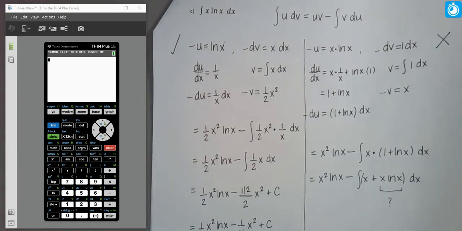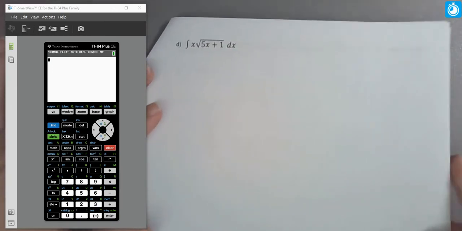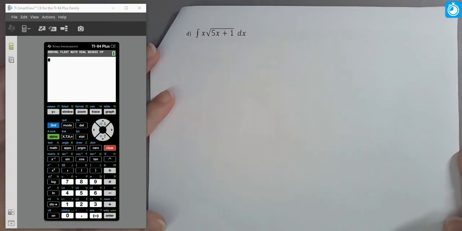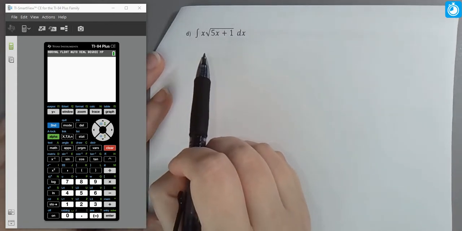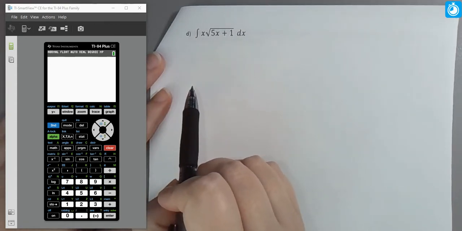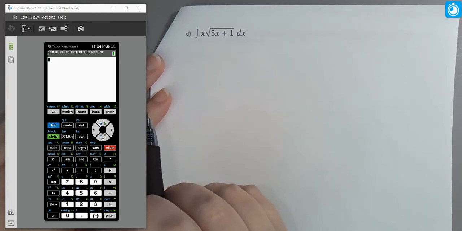Okay, let's try another example. So we'll do one more indefinite integral and then we'll look at a definite integral. So we have the antiderivative of x times the square root of 5x plus 1 integrated with respect to x.